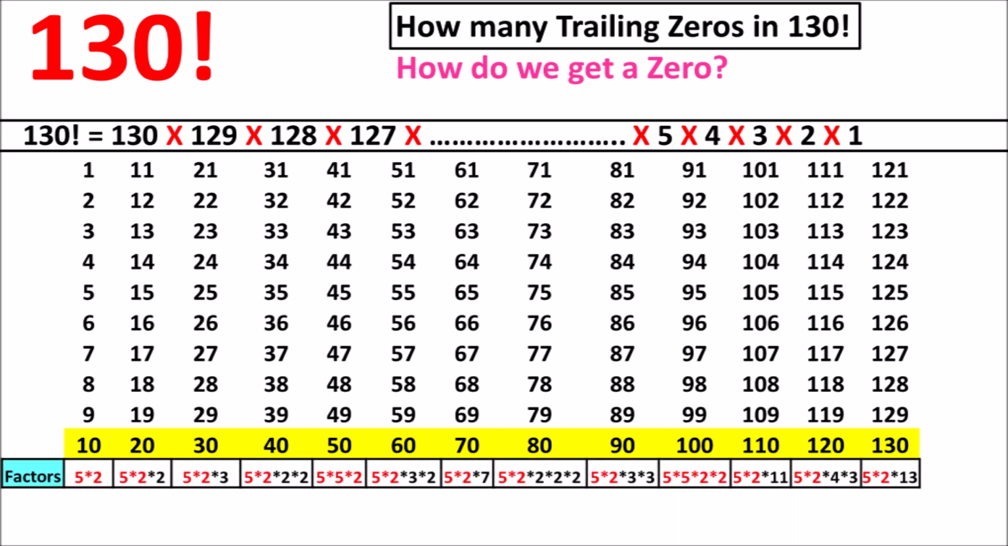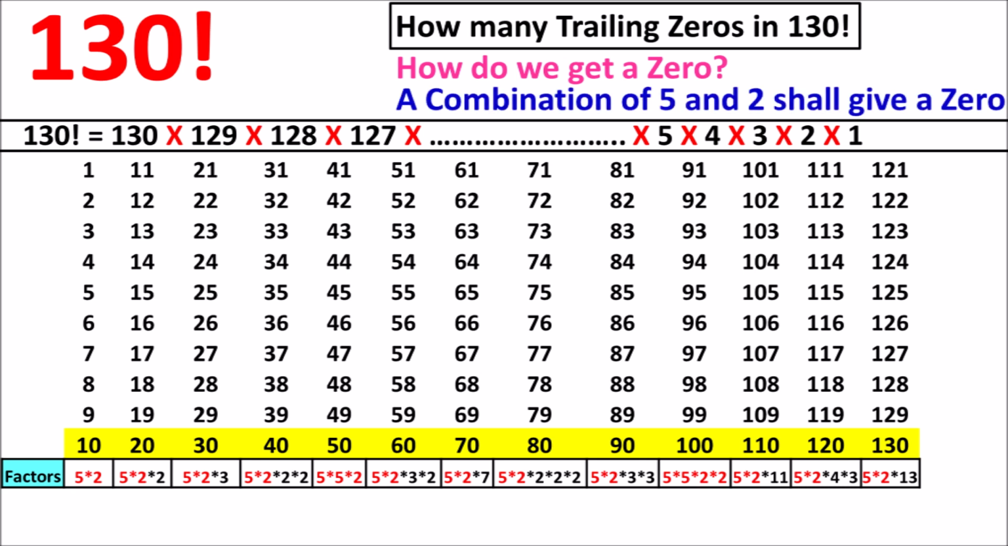If you see these factors carefully, you will see that all the numbers having zeros have a factor of 5 and a factor of 2, and a combination of the two is giving us a 0, since 5 multiplied by 2 is equal to 10, which contains 1 zero. This is the only combination where you get a 0. No combination of other factors shall give you a 0.